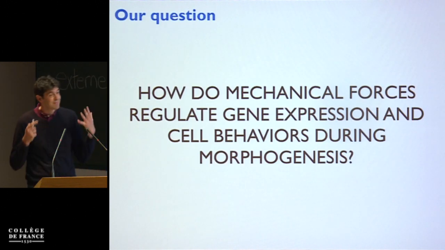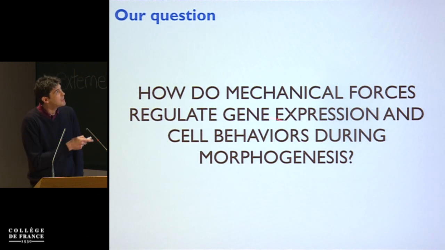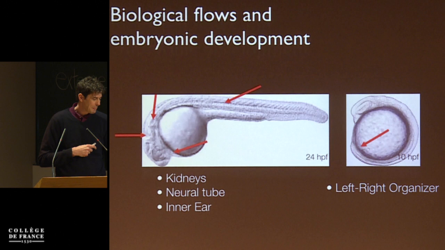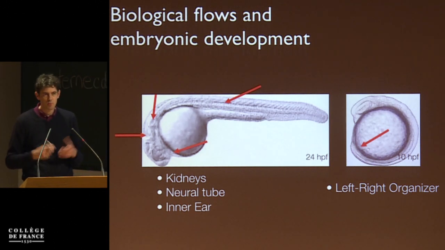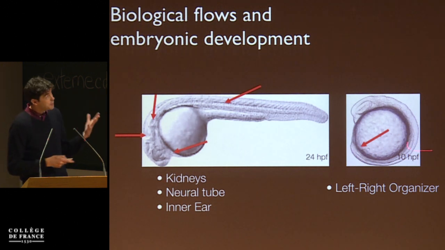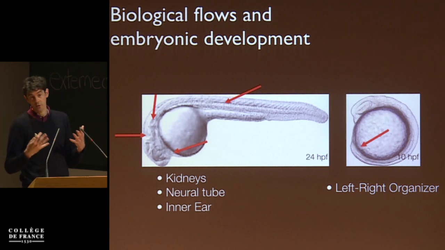So in slightly more precise words, we want to understand how mechanical forces regulate gene expression and cell behavior during morphogenesis. For this, we use zebrafish as an animal model. I use this slide to introduce you to different organs which depend on flow forces for their growth, but also signaling.